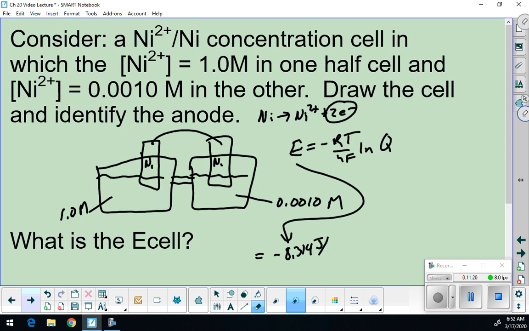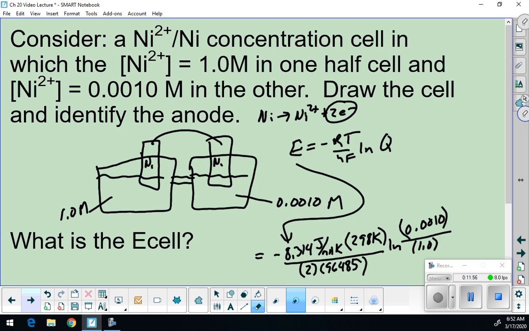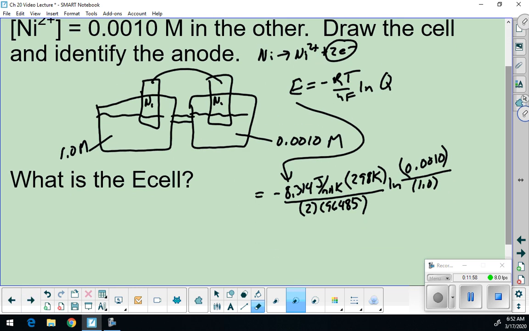8.314 joules per mole Kelvin times 298, I'm assuming this is at standard temp, over my N, which is equal to 2 times 96485, natural log of my dilute, 0.0010. What's the coefficient? It's just going to be a coefficient of 1, right? Over the concentration of my concentrate, 1.0. All right, cool.